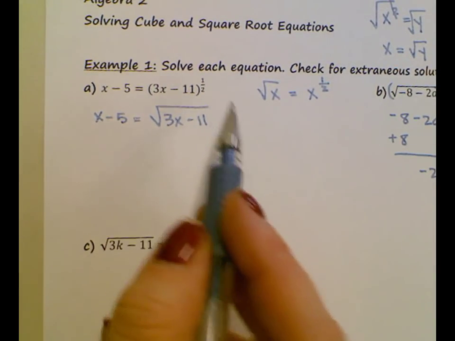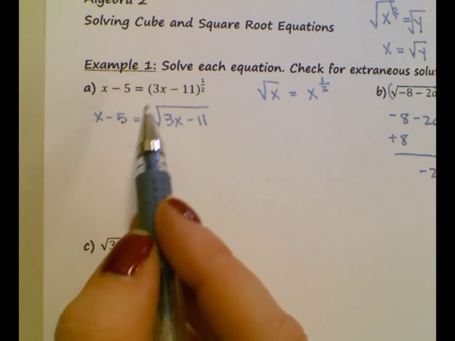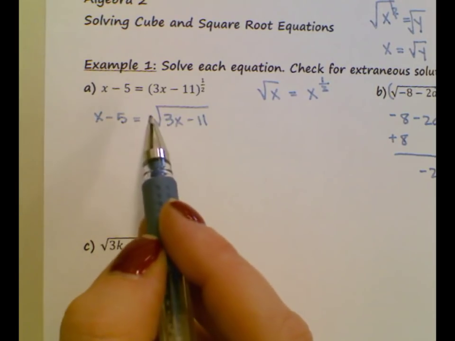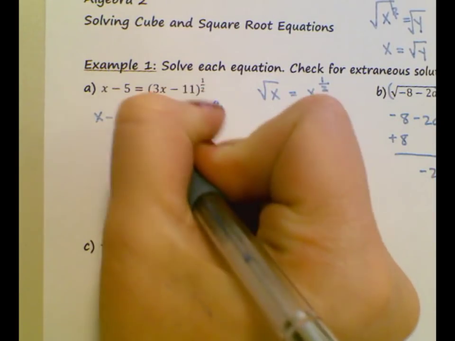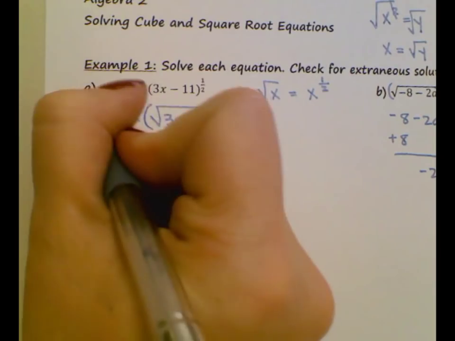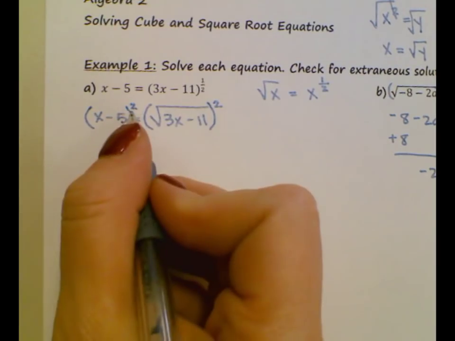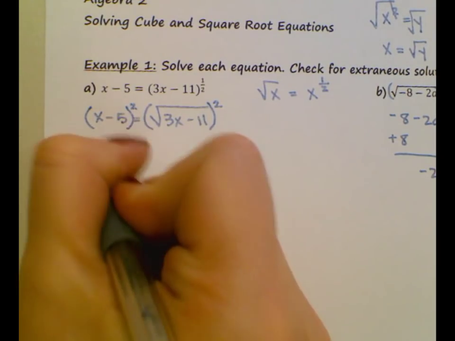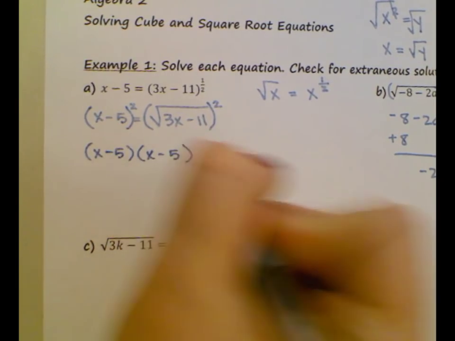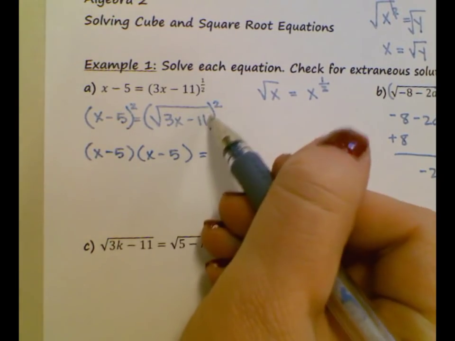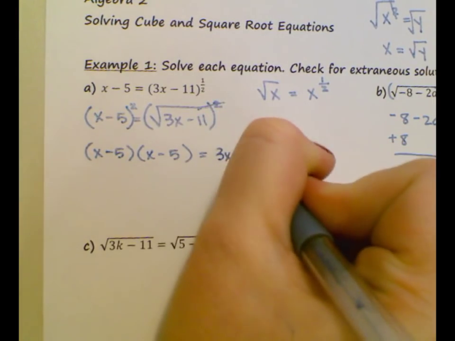Look over here. By the square root, is there anything around it? Any adding, subtraction, multiplication? Is it isolated? Yes, it is. So what is the opposite of square rooting something? Yep, squaring it. So if I square it over here, I have to square it over here. Now let's rewrite this, because this little 2 just means you have 2 of these. So x minus 5, x minus 5. Now what happens over here? The little square and the square root cancel, and you have 3x minus 11.